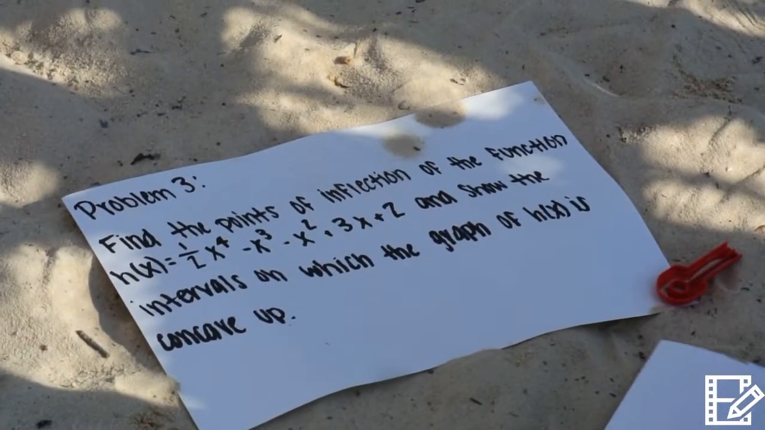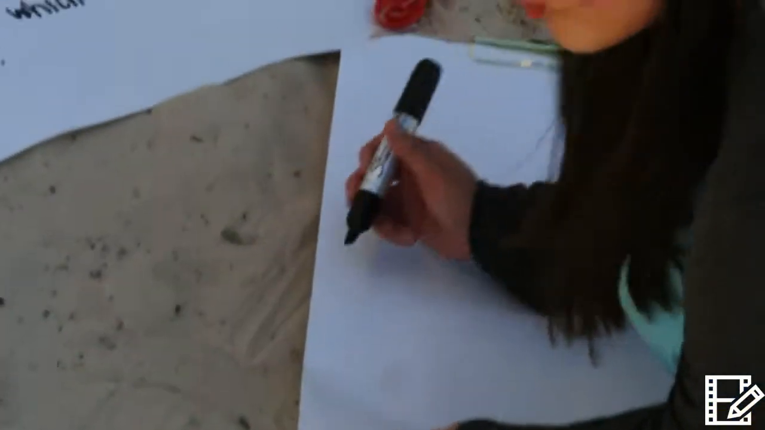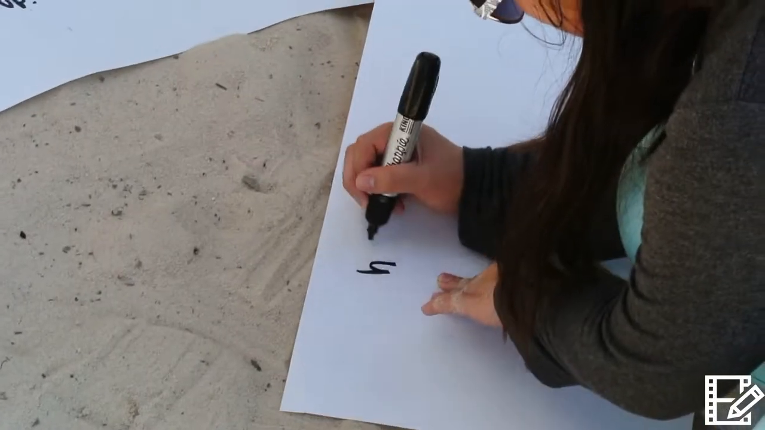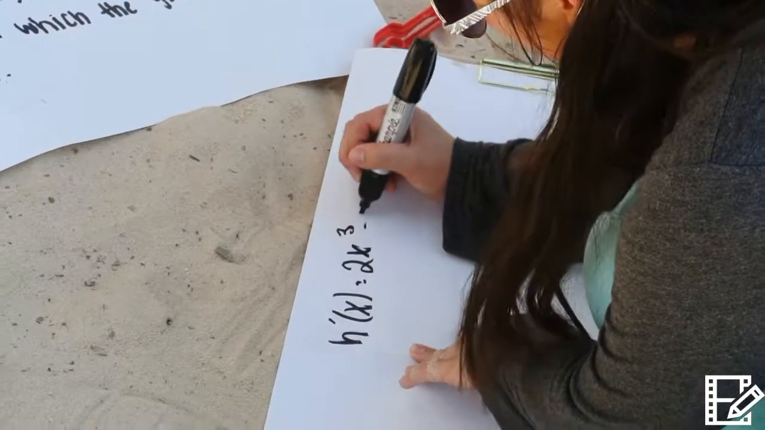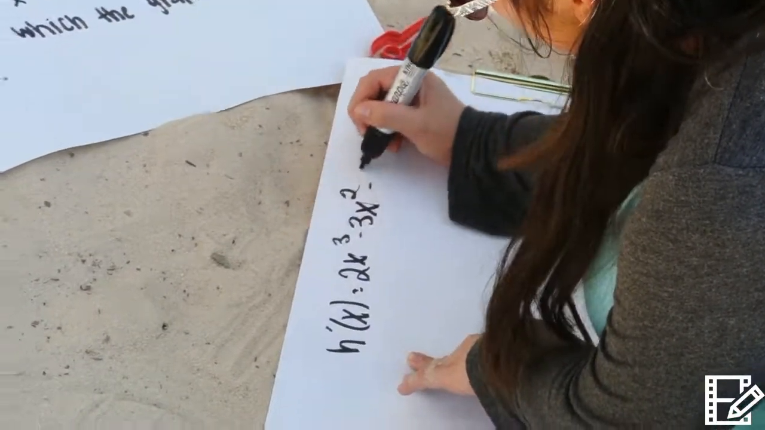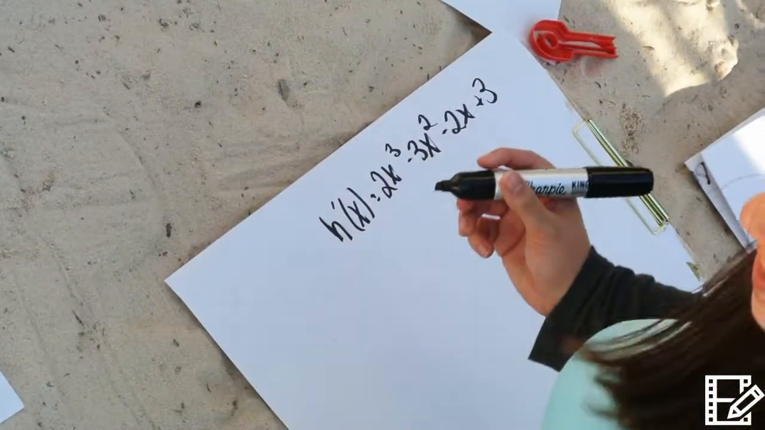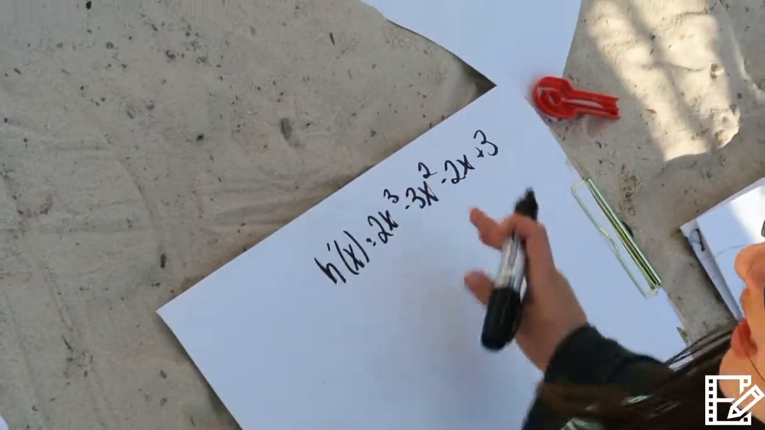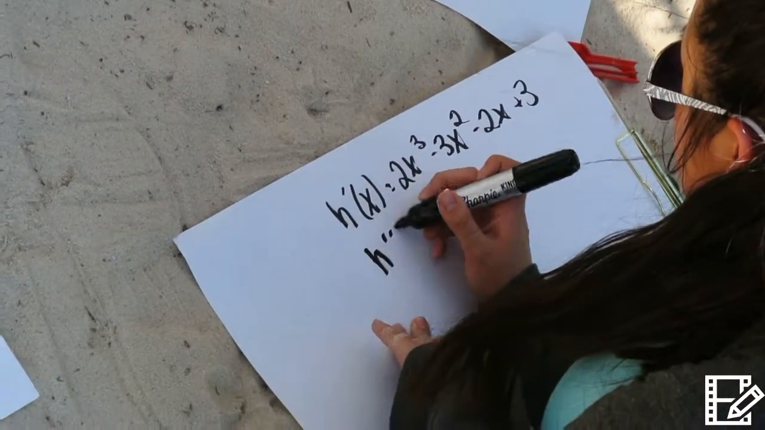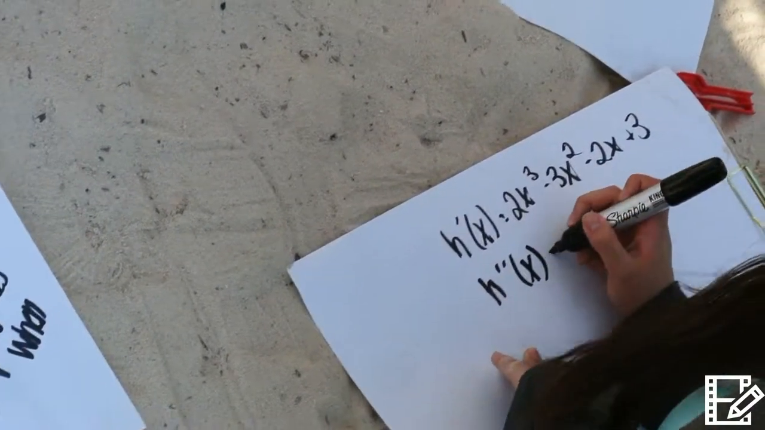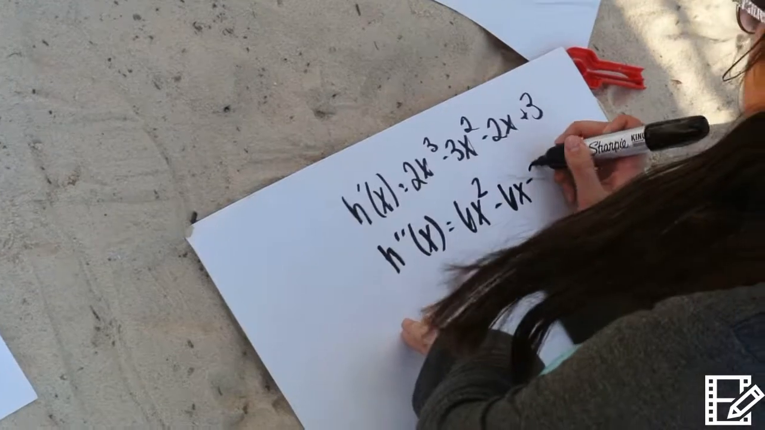So the first thing to do is to take the derivative of h of x, which would give us the slope. So when we do that, we get that h prime of x, this is really hard, equals 2x cubed minus 3x squared minus 2x plus 3. But we want to find the points of inflection, or the places where concavity changes. And in order to do that, we need to take the second derivative. So the second derivative we're going to find using the power rule. And we get that h double prime of x equals 6x squared minus 6x minus 2.